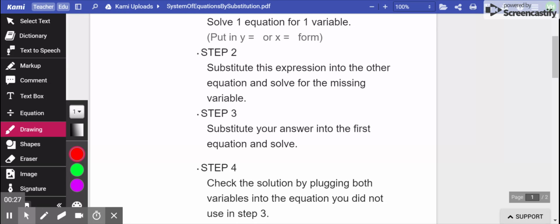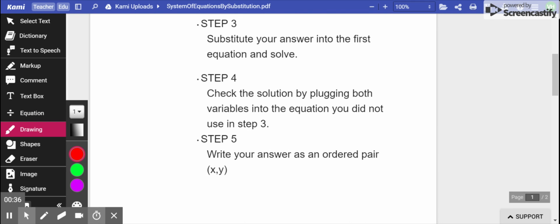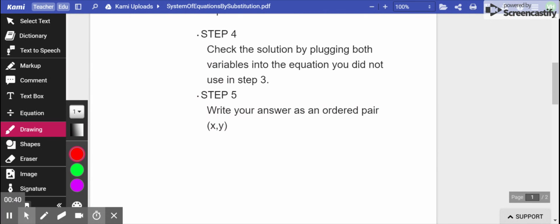Step 4, always remember to check the solution by plugging both variables into the equation you did not use in step 3. Step 5, write your answer as an ordered pair, x, y.